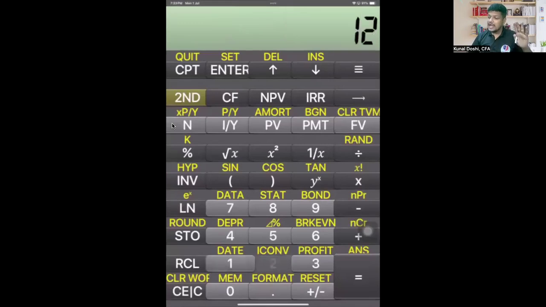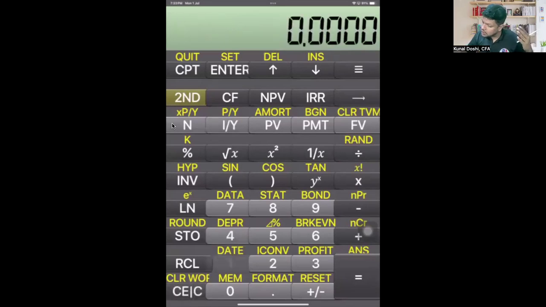So, I did 12, right? Then you do 1 over x, you get 0.08. You need to store. Where is store? Just beside 4, STO 1. So we store in the box. Same way we have 14, 1 over x, store 2. Then we have 11, inverse, store 3. Then we have 9, inverse, store 4.